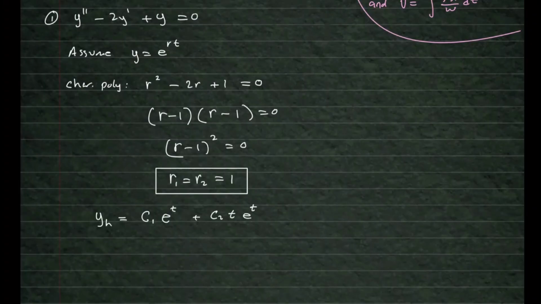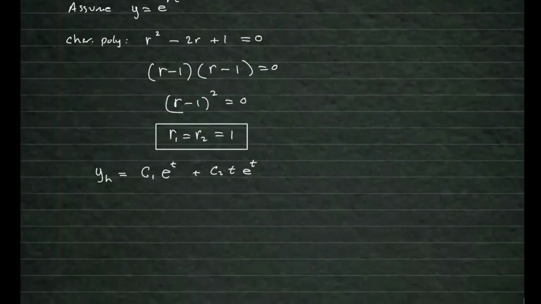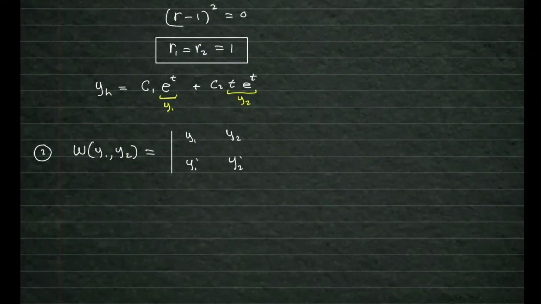All right, now that we got the homogeneous solution, since our formulas require y1 and y2, I'm going to go ahead and label them from here. So I'm going to label this function to be my y1 and this function to be my y2. Now I'm going to go ahead and compute the Wronskian. This is the second step. The Wronskian of the two solutions, y1 and y2, is simply equal to this determinant matrix, y1, y1 prime, y2, y2 prime. And you're going to put them accordingly and compute the determinant of this matrix.